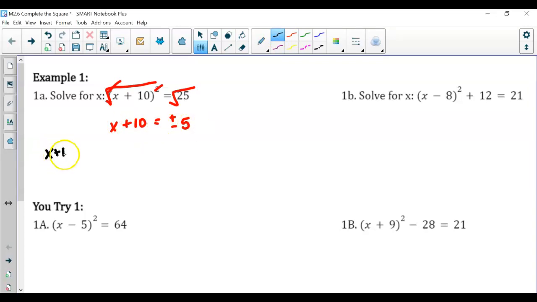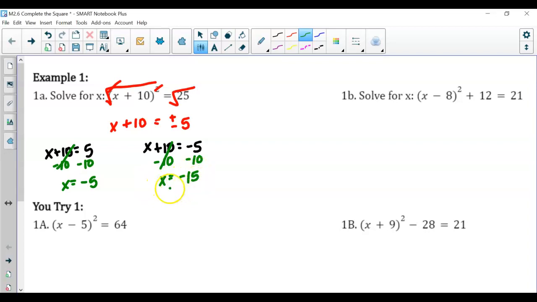By doing that, now we have two equations to solve. We have x plus 10 is equal to 5, but we also have x plus 10 is equal to negative 5. So as we go through and solve, we need to subtract 10, and x is equal to negative 5. We also need to subtract 10 here, because we're adding 10, opposite, and x is also equal to negative 15. So x is equal to negative 5 and negative 15.